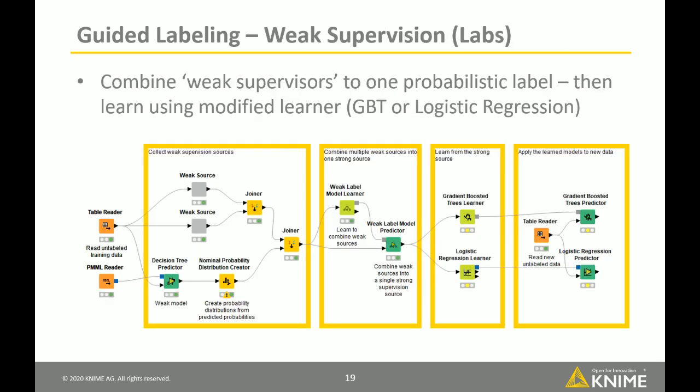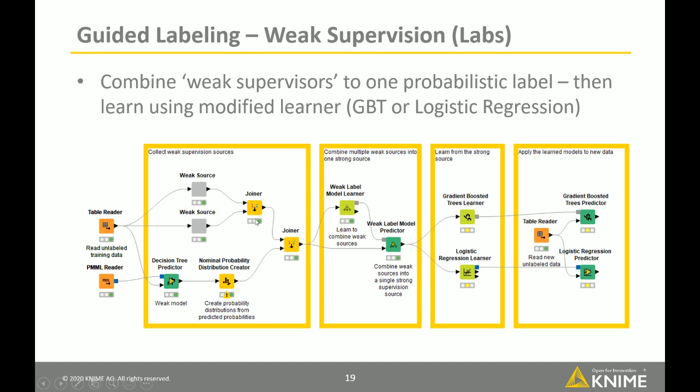Here's another use case that we've built out and included some new nodes to support: the idea of weak supervision. This is where you, again, want to label something, but you may not have very good sources for the label at all. Maybe you have a bunch of different sources that have some information in them, but they're just not very good on their own. And we'd like to combine a bunch of these different sources, call them weak sources, into something that is more useful for labeling.